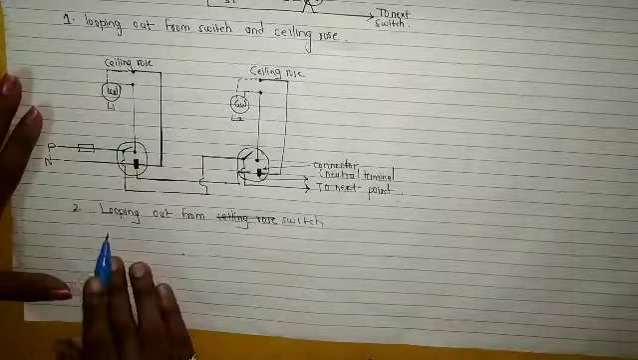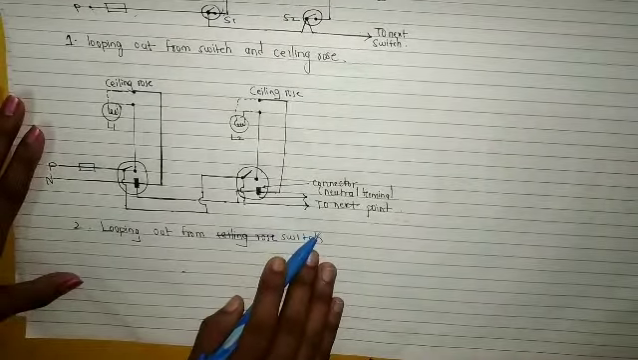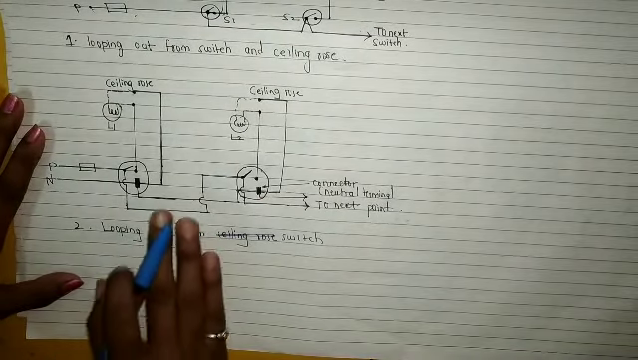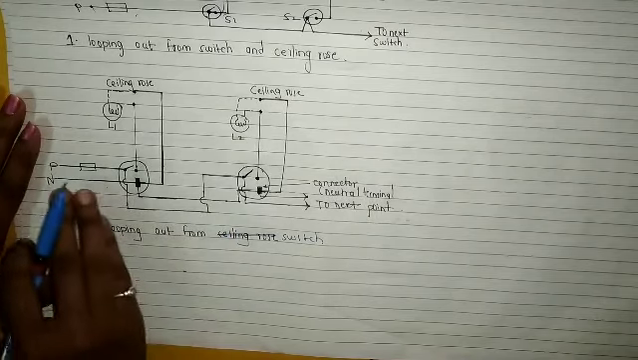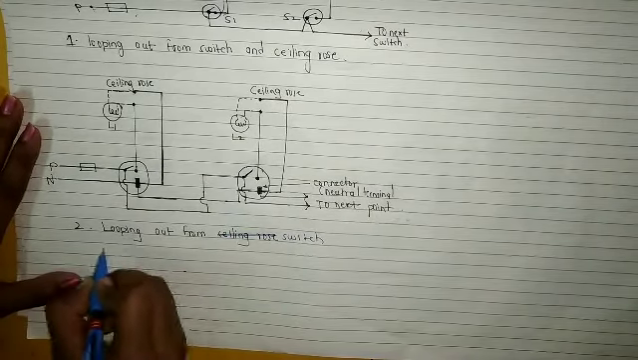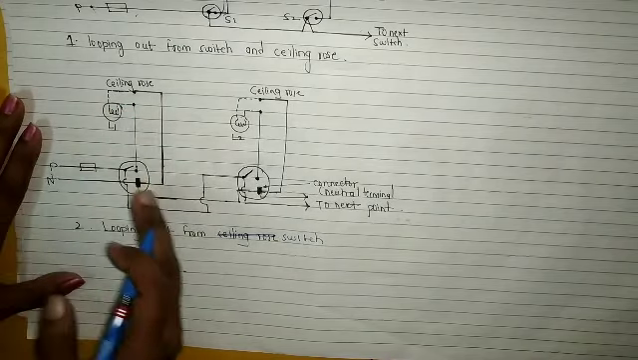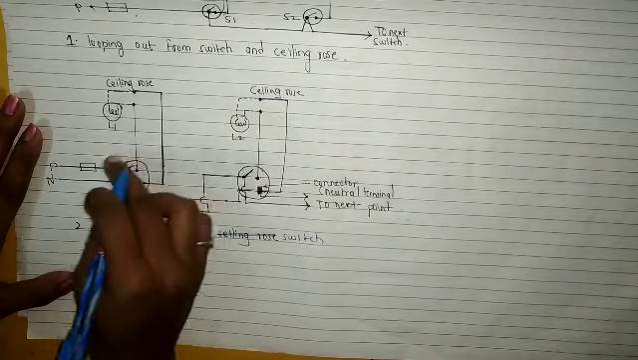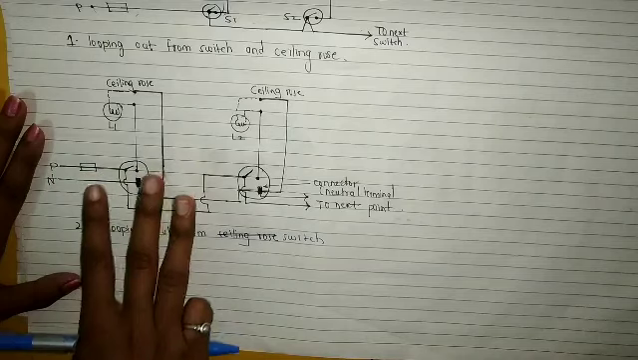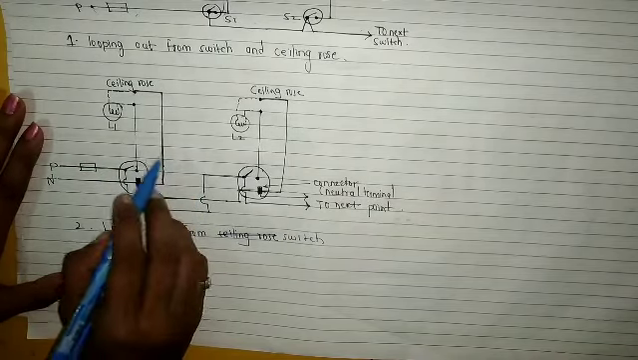Now, looping out from switch. This means both the phase and neutral wires must be looped out from the switch. A phase will come, and a neutral will come, and they both have to be looped from one switch to another switch. So here we are using a connector, right? This is the connector. It has 3 terminals. And this is a ceiling rose.